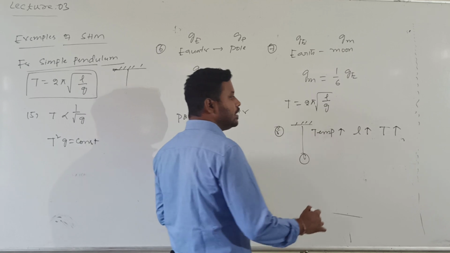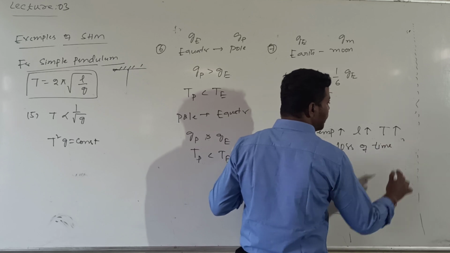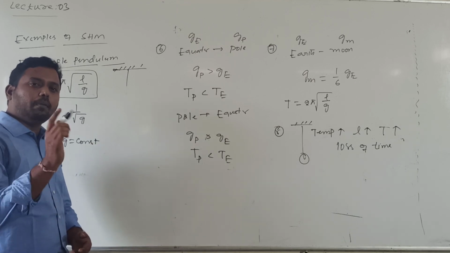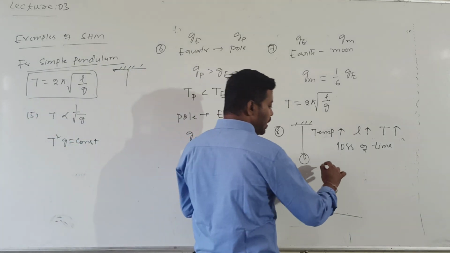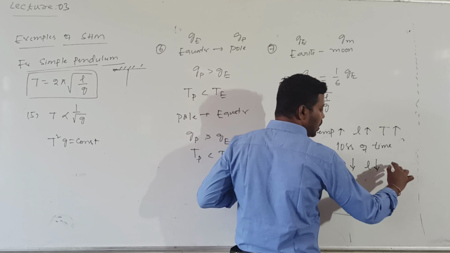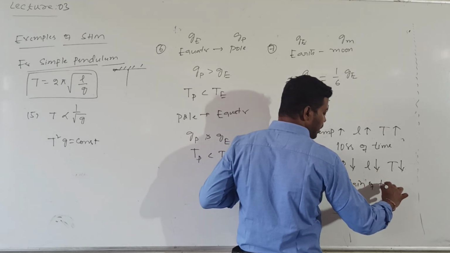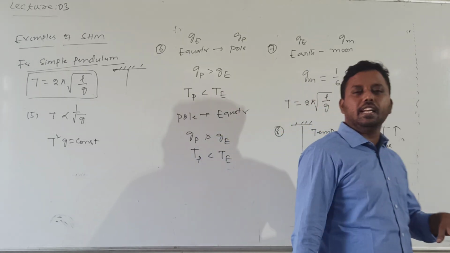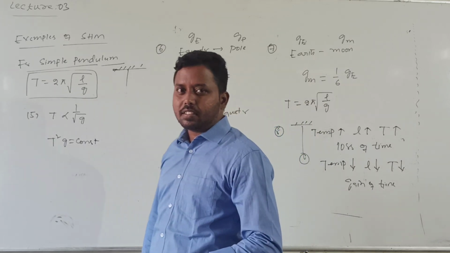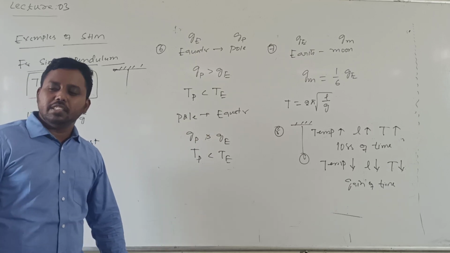Whenever the time period value increases, what happens? Is there a loss of time or a gain of time? Loss of time. What happened to the time period value? Increase. It will take more time to complete one oscillation, so there is a loss of time. Whereas in the winter season, the temperature decreases. So what happens to the length value? Decrease. What happens to the time period value? Decrease. So at that time, what happens? Gain of time. That's why you need to select a material for making the pendulum clock whose thermal expansion is the least. Because of thermal expansion also, the time period value is going to change.